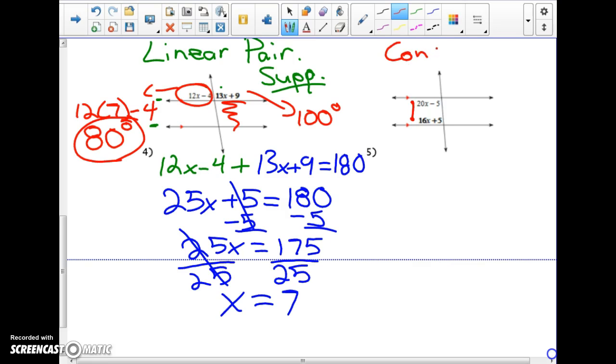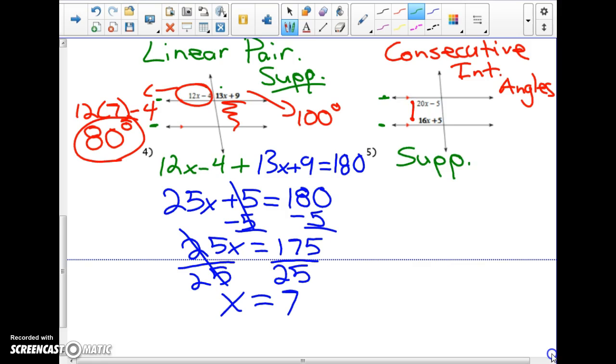The next one, number 5, first you need to identify this angle and this one. They are consecutive interior angles. Since these two lines here and here are parallel, that special property is going to hold for those. And the special property about these is that they are, again, supplementary. So to find x, I'm going to do 20x minus 5, which is one angle, plus the other angle, 16x plus 5, equal to 180. Not degrees, I'm sorry, just equal 180.